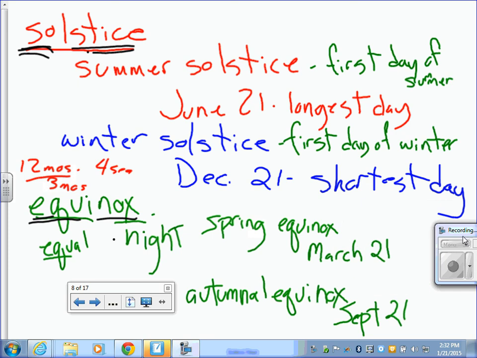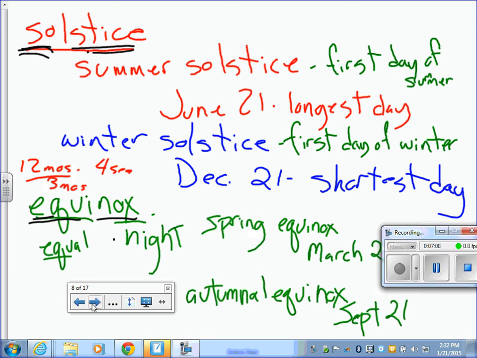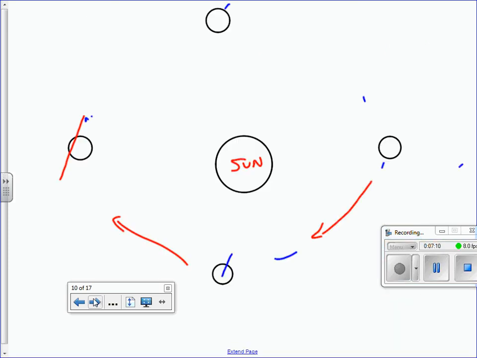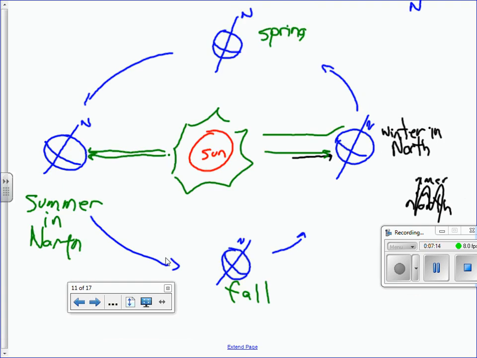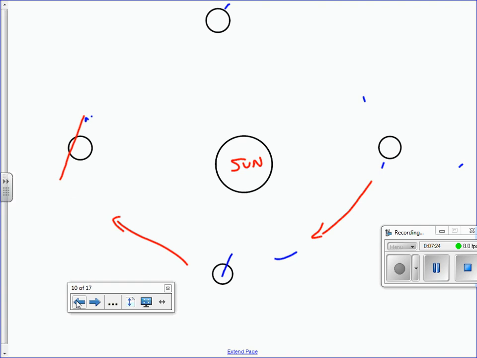So that's the main thing for today. When you draw your picture in the lab, you start with this. You have to show the axis of rotation and the equator. Because if you just have circles, that's not really telling me anything.